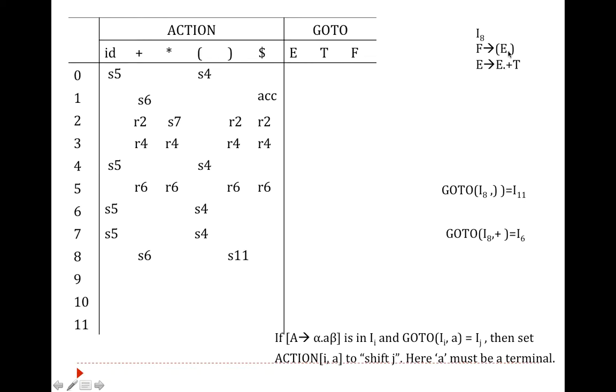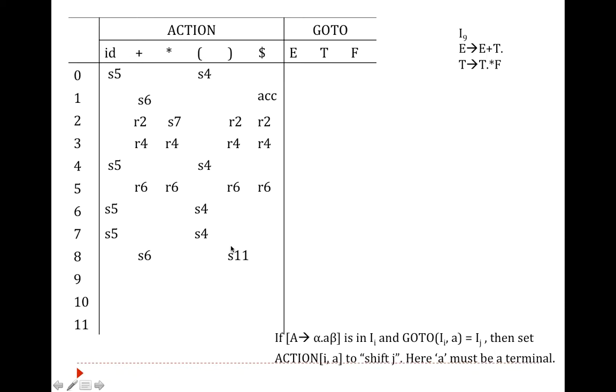So plus and closing, these two are to be considered. So this closing is written here and this plus is written here. And as you remember, in the previous slides, I have shown the LR0 automata, and by referring to that automata, we have taken these transitions. So there is a transition in that automata from I8 with plus going to I6 and from I8 with closing going to I11. So we have shifted it to J.